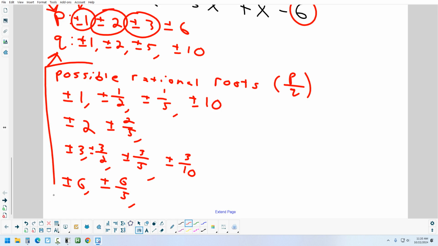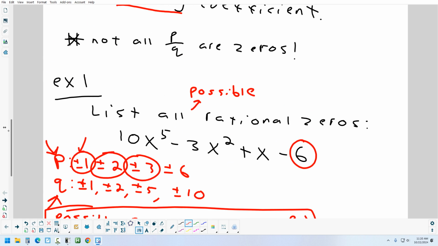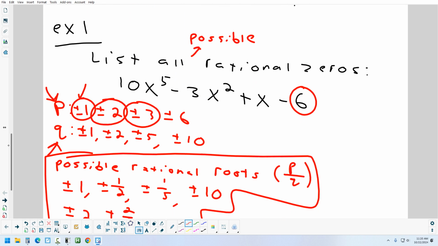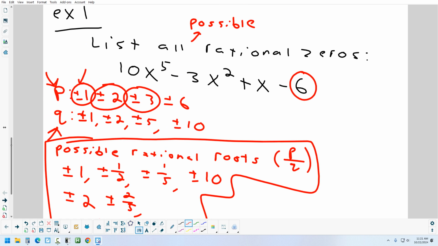So if this graph, and that's an if, it's not a guarantee, if this graph is going to cross the x-axis at a number that can be written as a fraction, it has to be one of those numbers. It has to be. So that's all they wanted you to do for question 1. Make a list of all possible rational roots. And I would say that's a lot. That's probably the most you would ever have. We don't normally have this many possible options, but it's because we just had so many p's and so many q's.